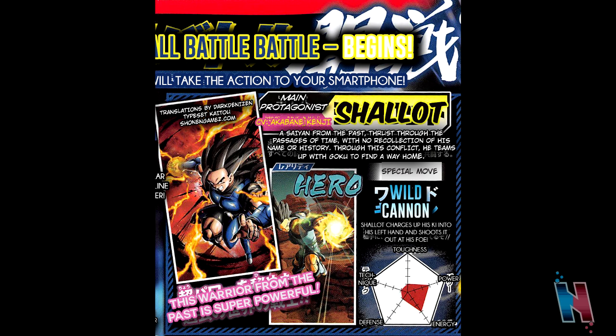And then of course it says, this warrior from the past is super powerful. We get to see the name of this special move, which we already know is Wild Cannon. Shallot charges up his ki into his left hand and shoots it out at his foe. But the other thing is that we finally get to see some stats of the character as well, because this isn't something that we were aware of in particular when we played the closed beta or when they first announced Shallot, or even the game for that matter.